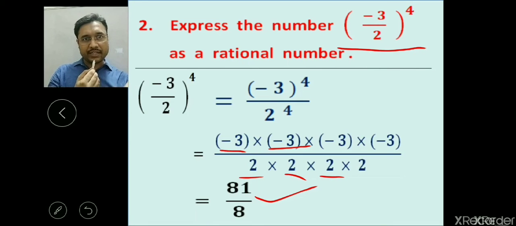So now you can solve exercise 5a, questions 2 to 6, for expressing rational numbers in exponential form and exponential form numbers as rational numbers. This is your homework, students. Now thank you everyone, and do watch these videos nicely for understanding all the things.